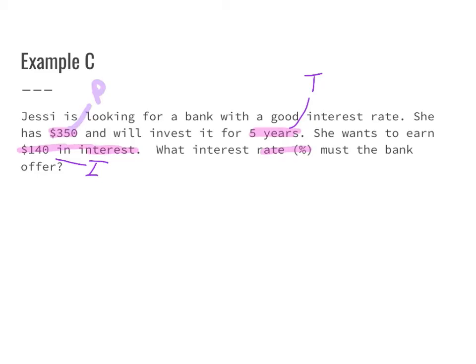So now I'm going to plug the things into the formula that I know I have. So I know I have interest of $140. I know my principal is going to be $350, so I'm going to plug that in. I don't know the rate. It says, what is the rate? I don't know what that is, so I'm going to put R down. But I do know the time is 5 years.